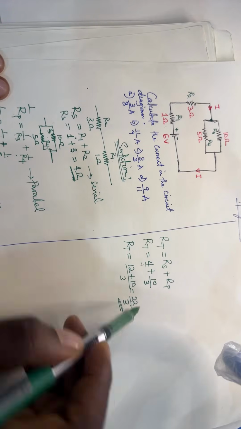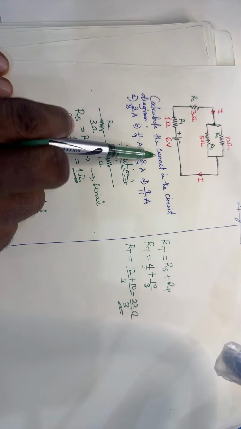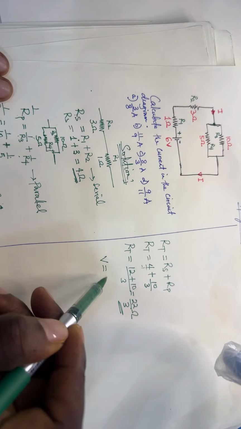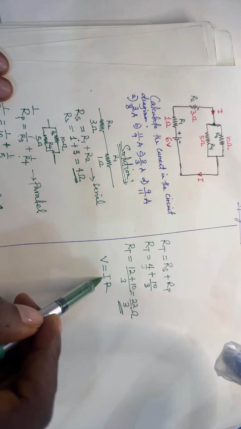So this is the value of the total resistor. But remember, what you're looking for is the current. Calculate the current in the circuit. To find the current, you use your Ohm's law. V equals I R. So now you're looking for I, which is the current.